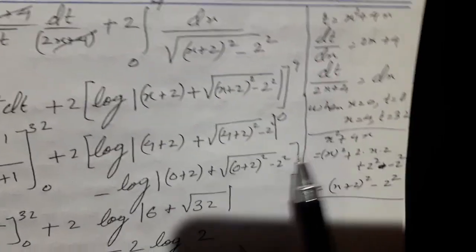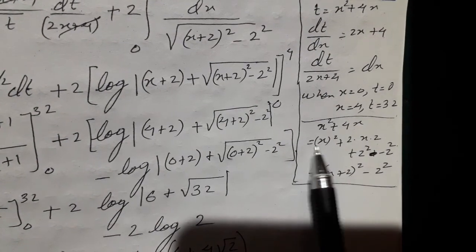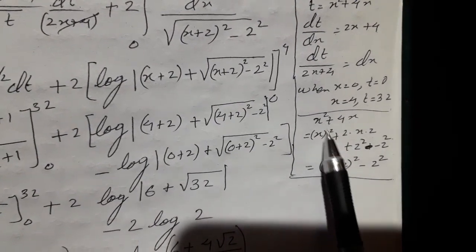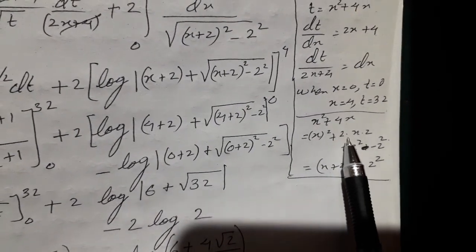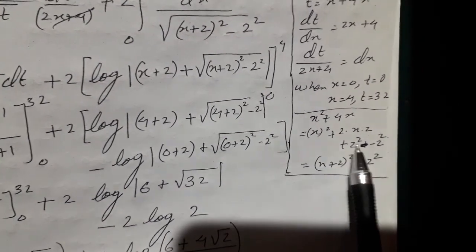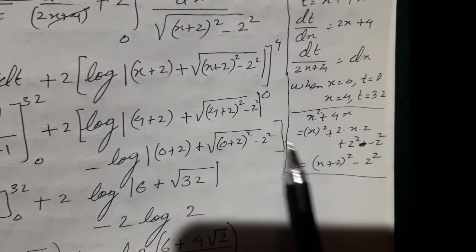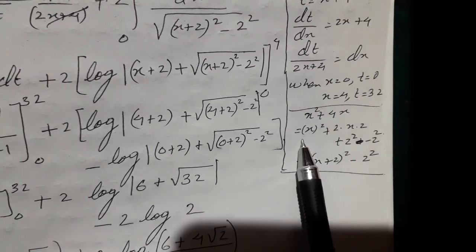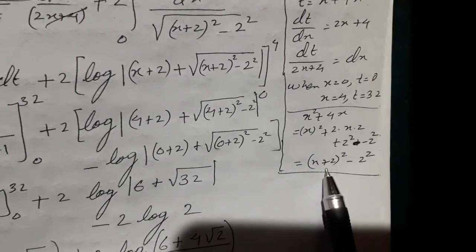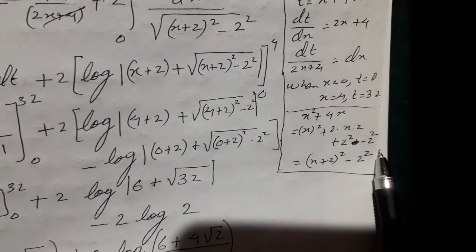Now for the next part of the integration, we have x squared plus 4x, so try to complete the square. I take this as x squared plus 2 into x into 2, so here b is 2. Plus 2 squared, I'm adding this, so I have to subtract it: minus 2 squared. From here till here, this is nothing but (x plus 2) whole squared. So I'm writing (x plus 2) whole squared minus 2 squared.